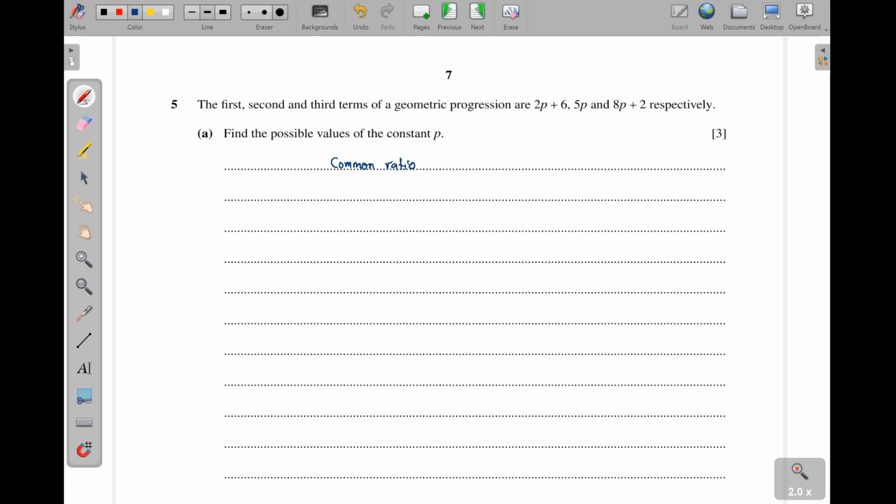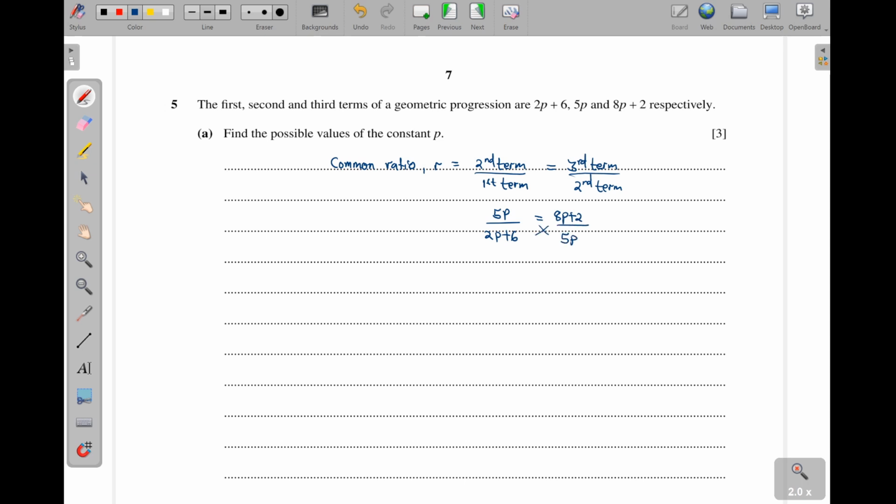Okay, so I can say common ratio r is equal to the second term divided by the first term, which is the same as saying the third term divided by the second term. So the second term is 5p, the first term is 2p plus 6, and this is equal to the third term, 8p plus 2, divided by the second term, which is 5p.